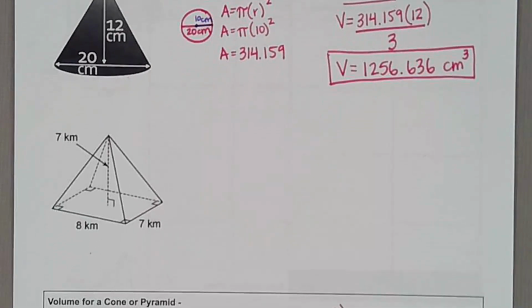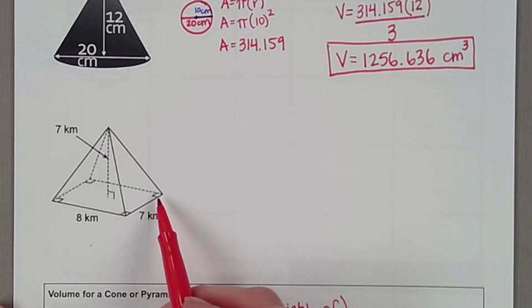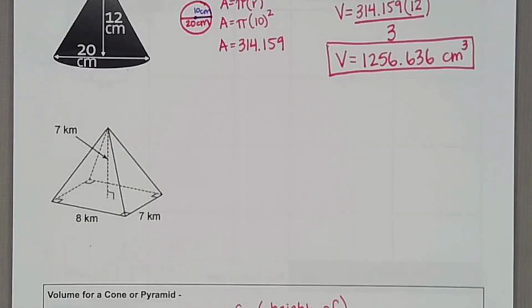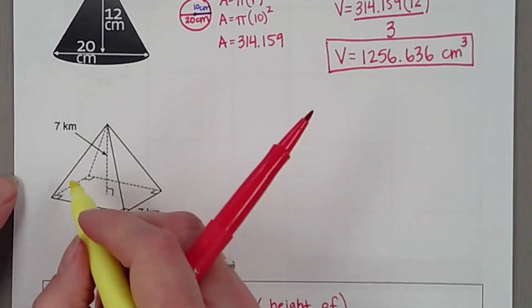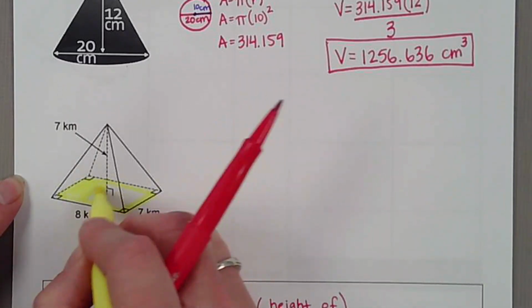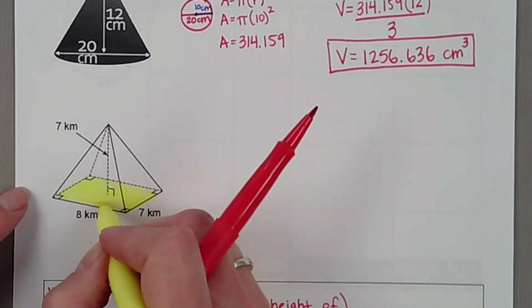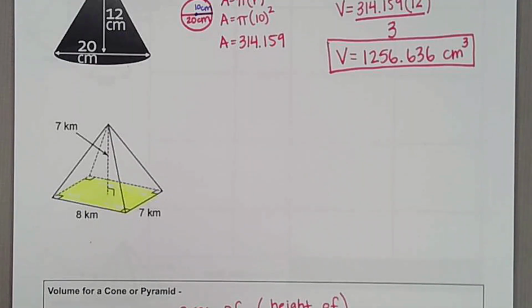Then I have another shape. This one also only has one base. It only has one shape that's a rectangle. All of the other ones are triangles. And then across from that rectangle, it comes up and it makes a point. So this part here is my base. And then it goes straight across from like the point. So that's how I know it's the base.